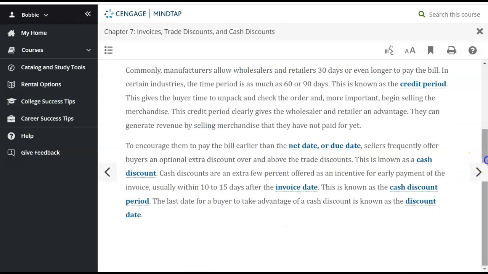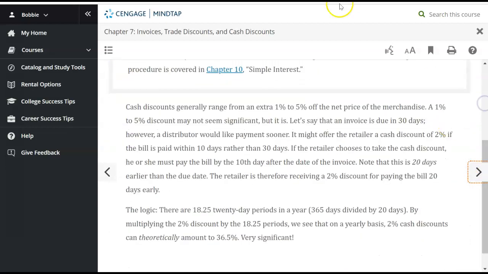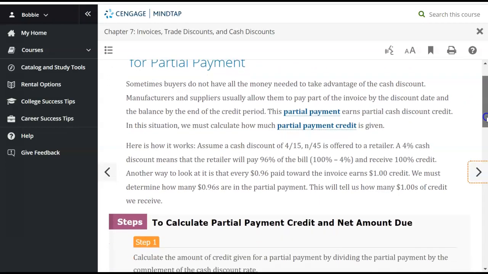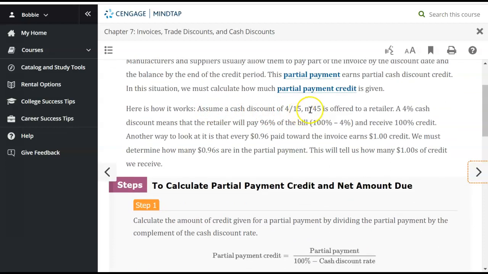Before I work that, I want to show you how the book explains this as far as that partial payment. Okay, so the partial payment is going to earn a partial cash discount credit. Some manufacturers and suppliers will allow the buyers to pay part of the invoice by the discount date. So that's what a partial payment is. They're paying a little bit by the discount date. So here they're looking at $415 and $45, but a 4% cash discount means the retailer will pay 96% of the bill.